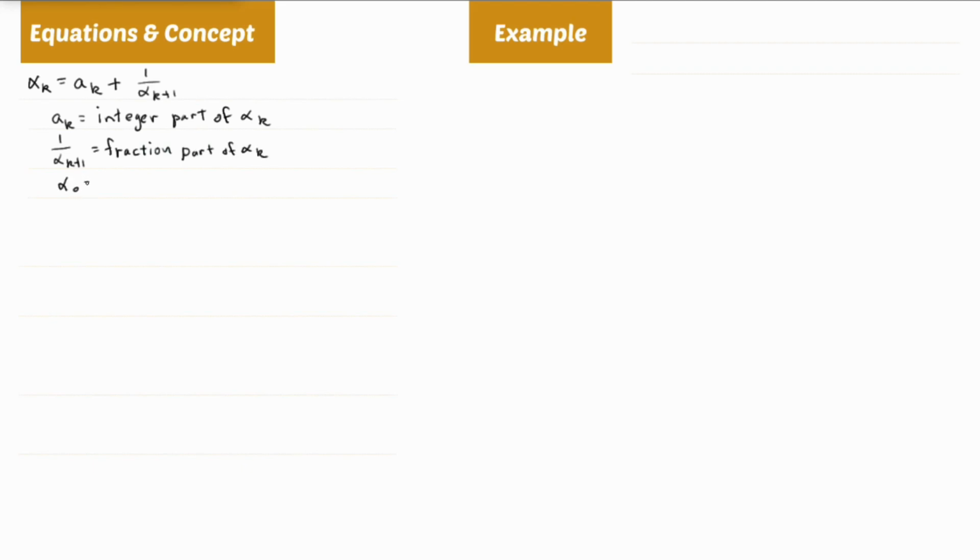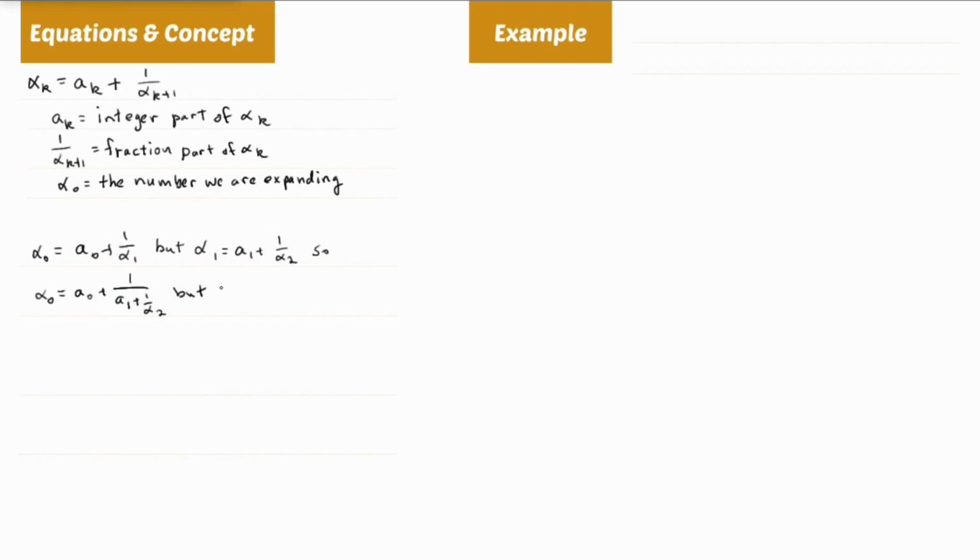Alpha 0 is the number we are expanding, and it's also the first one we'll break into its integer and remaining fraction. Let's see how this works, but still using variables. We'll use the equation when k equals 0. Alpha 0 equals a_0 plus 1 over alpha 1. But we know that alpha 1 equals a_1 plus 1 over alpha 2. We can substitute this into the equation for alpha 0. So we have alpha 0 equals a_0 plus 1 over a_1 plus 1 over alpha 2.